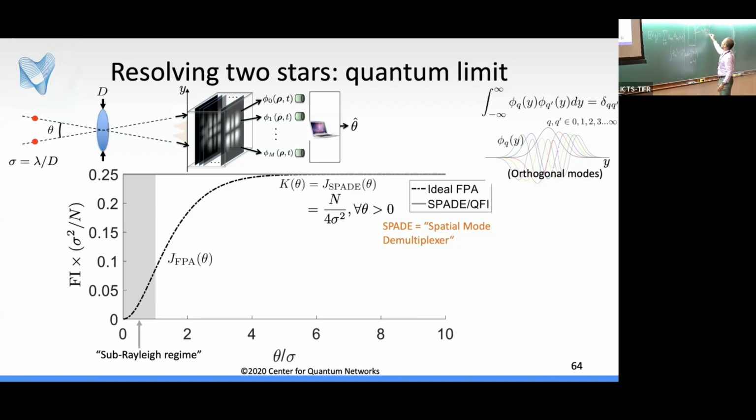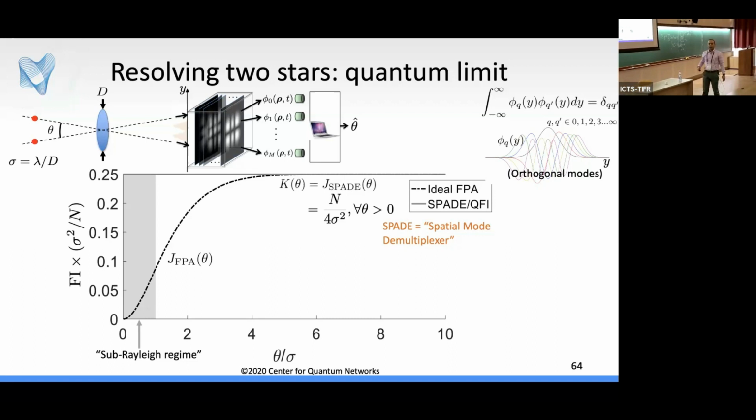And so on. So if the modes in which you are representing a field are orthogonal, there must exist a device that sorts them. Mankei showed that if you had a mode sorter that sorts the Hermite-Gauss mode basis, you achieve that K of theta. Your J of theta equals the K of theta. He called it a spatial mode demultiplexer, or a SPADE.